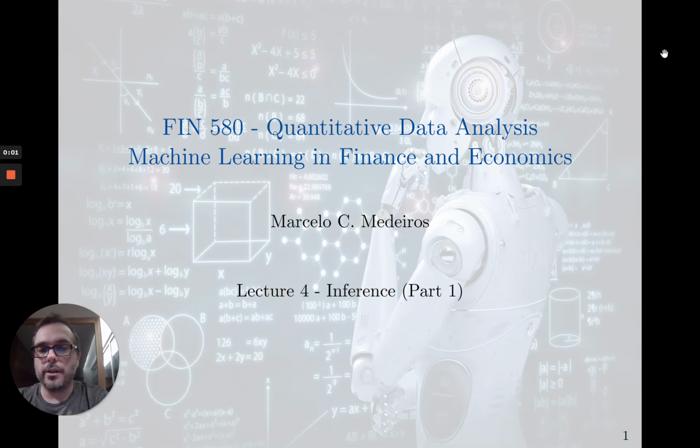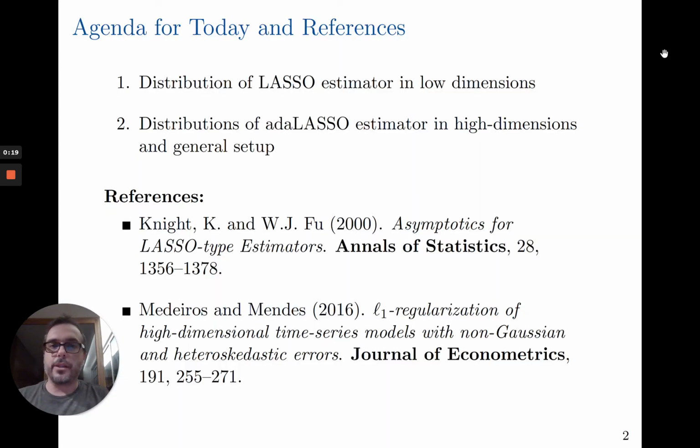Welcome to lecture 4. So today we are going to see inference with these penalized regression models. We are going to focus on lasso and adaptive lasso. And during our live session on Friday, we can talk more about other estimators, right? So basically, what I'm going to present to you today is the distribution of the lasso estimator in low dimensions and the distribution of the adaptive lasso estimator in high dimensions and a very general setup.